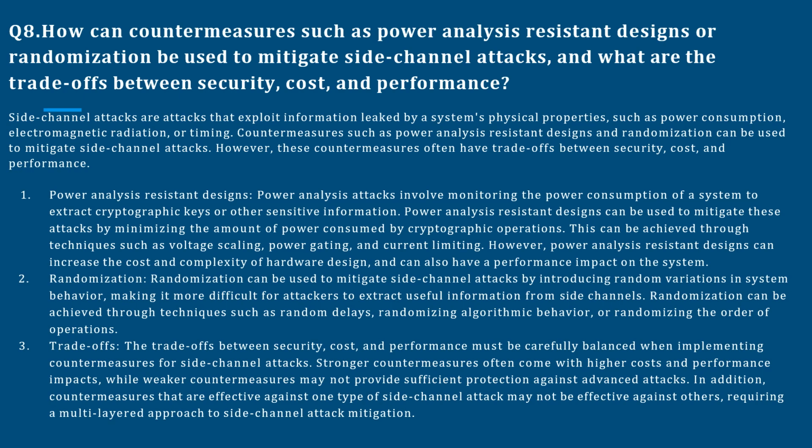First, power analysis resistant designs. Power analysis attacks involve monitoring the power consumption of a system to extract cryptographic keys or other sensitive information. Second, randomization. Randomization can be used to mitigate side channel attacks by introducing random variations in system behavior, making it more difficult for attackers to extract useful information from side channels.